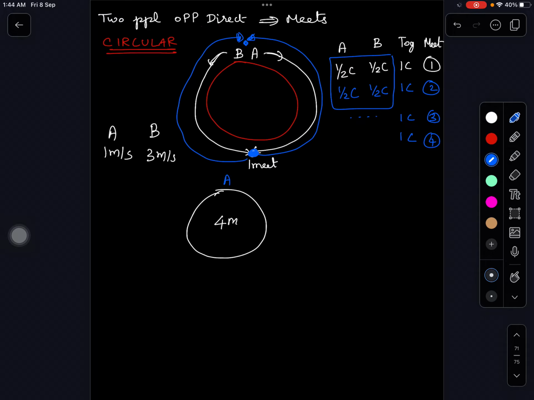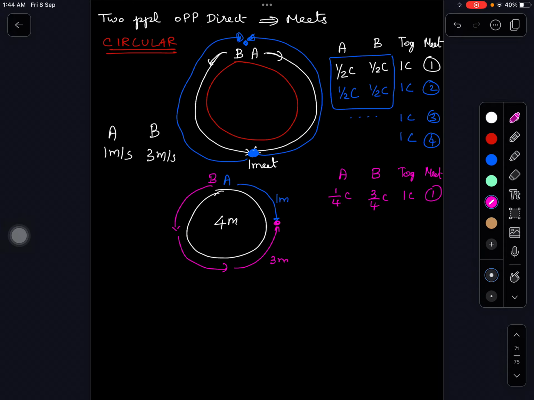Now A starts here and A covers 1 meter in 1 second because A is going at a speed of 1 meter per second. What happens to B? B starts here and B covers 3 meters: 1 meter, 2 meters and 3 meters. And this is where the meeting happens. Now, if you look at it, A has covered 1/4 of the circumference, B has covered 3/4 of the circumference, and still a meeting happened because together they have completed one circumference.